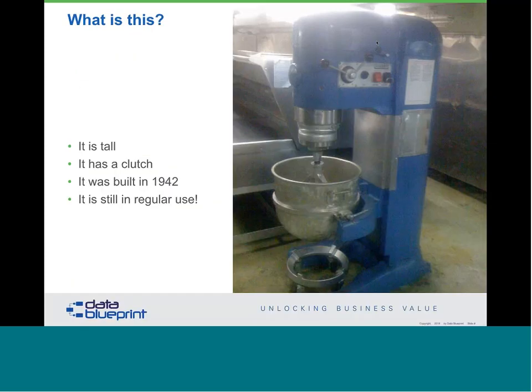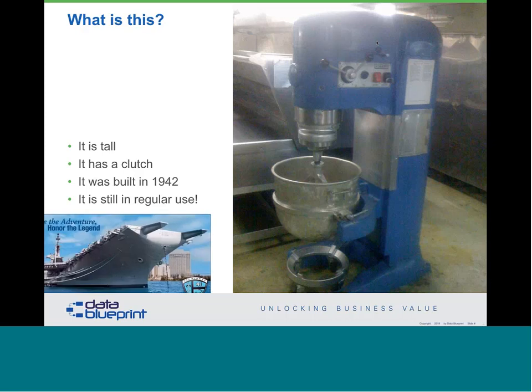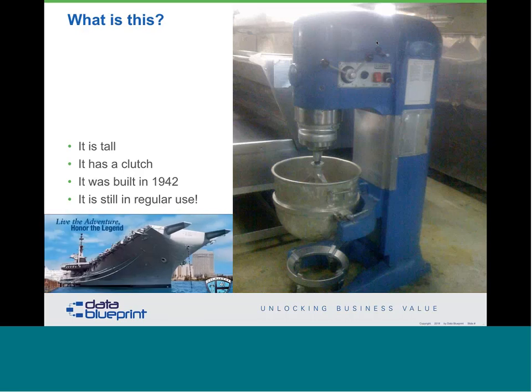I love showing this particular slide to audiences. There's a couple of attributes that are really interesting to it. First of all, it's taller than I am. It has a clutch. It was built in 1942, and it's still in regular use today. Now, you may look at this and say it's a mixer, but why would a mixer need a clutch? And the answer is, in 1942, the United States of America was losing World War II quite badly.